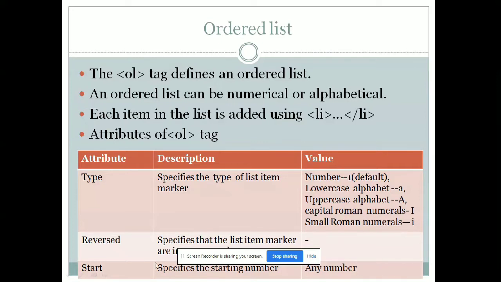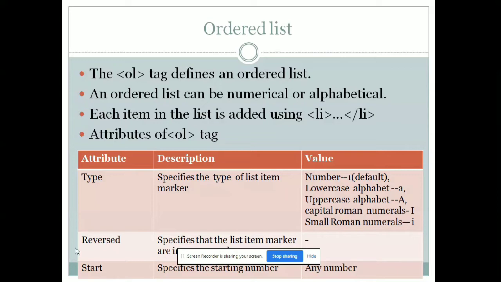Then the next attribute is reversed. Reversed is going to change the order of your list. If you have a list from 1 to 3 and you are using reversed, it is going to show you 3 to 1 in reverse order. Start is going to specify from which point it is going to start. If I want my list to start from 50, then I have to use start equal to 50.